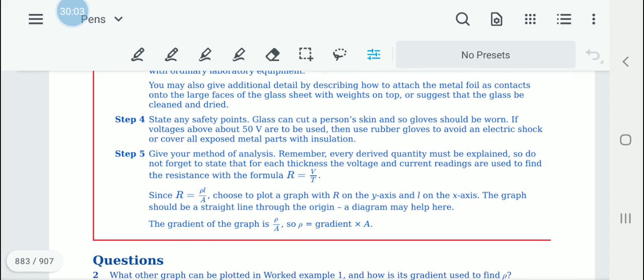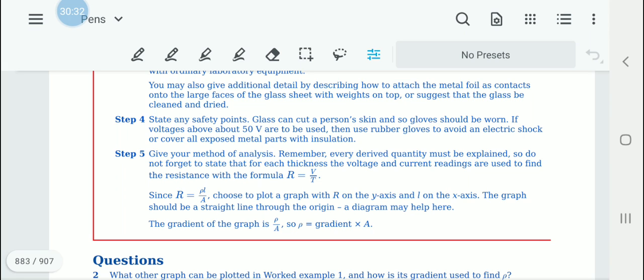Then what are the safety points? You have to take precautions when dealing with glass, because that can cut a person's skin, so gloves need to be used. Then if you are going to use higher currents or higher voltages, then use rubber gloves to prevent electric shocks, or you can say insulate all the metal parts that are exposed.